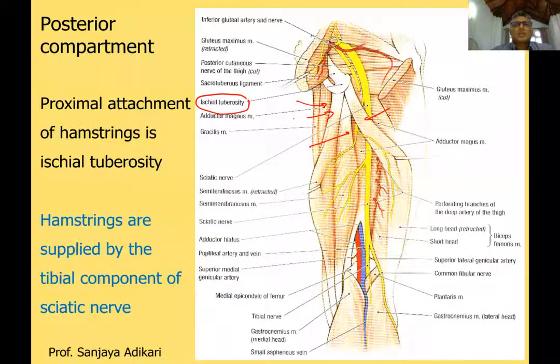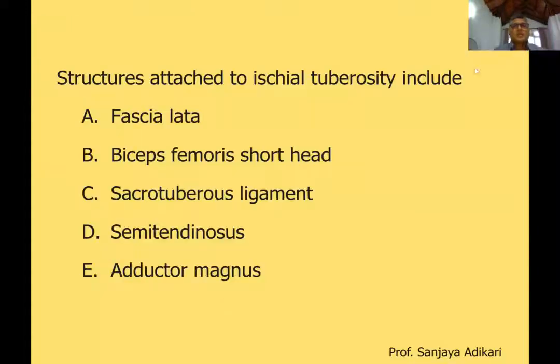Then the sciatic nerve supplies all these hamstring muscles. The sciatic nerve has two components, the tibial component and the peroneal component. It is the tibial component of the sciatic nerve that supplies these muscles. Okay, structures attached to the ischial tuberosity. So these are the answers.